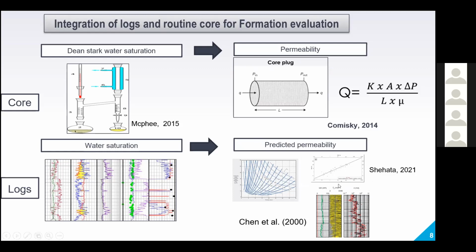This is an example of a neural network from my paper published in 2021, and the regression was 0.92. That was a good regression between the permeability predicted by the neural network and the permeability of the core. Also, you can use other machine learning, not only neural network: random forest regression, gradient boosting, decision tree. So the challenge for any petrophysicist is how to predict the permeability in the logs based on the core permeability.